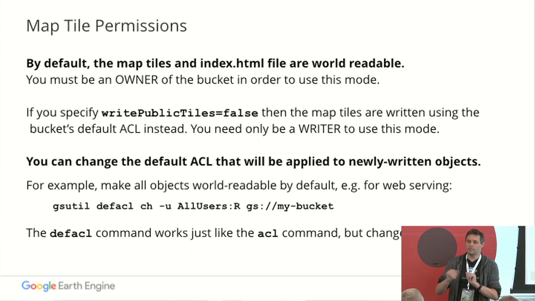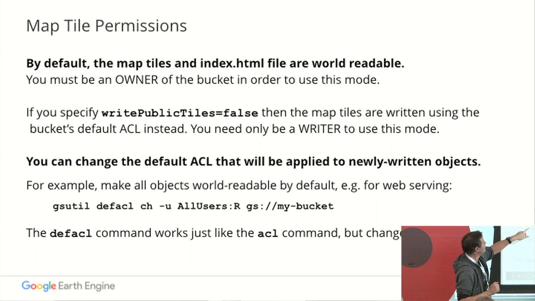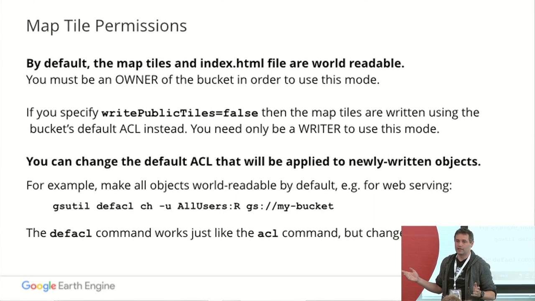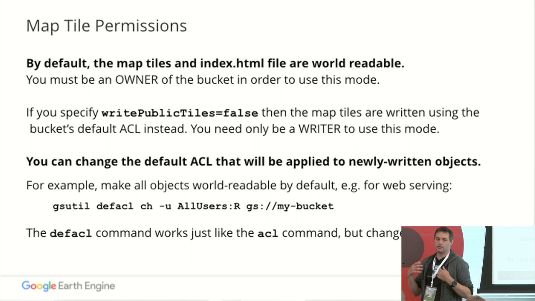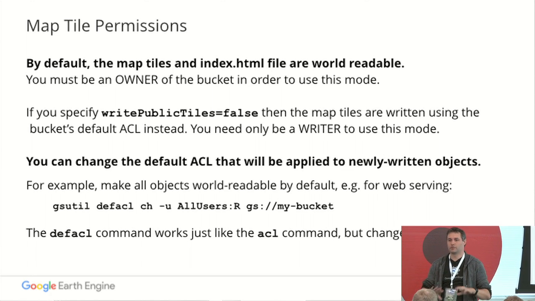If you're the owner of the bucket, then you have permissions to actually set the ACL explicitly on each object as you're writing it. And this is a common case. You can get that by specifying write public tiles is true, and that's the default behavior. So if you are the owner of the bucket that you're writing to, and your purpose is to serve this stuff on the web, you're good. The defaults are going to work for you.